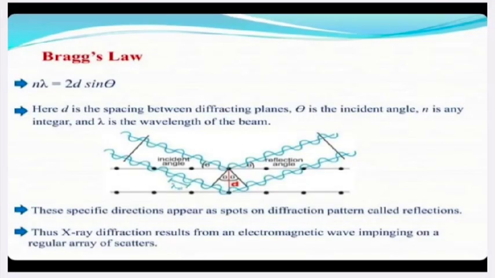X-ray crystallography involves two types of laws. One is Bragg's law and another one is Thomson scattering. Bragg's law can be expressed as n lambda is equal to 2d sine theta. Here, X-ray diffraction results from an electromagnetic wave impinging on a regular array of scatterers.